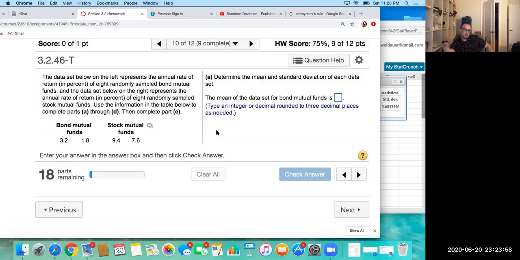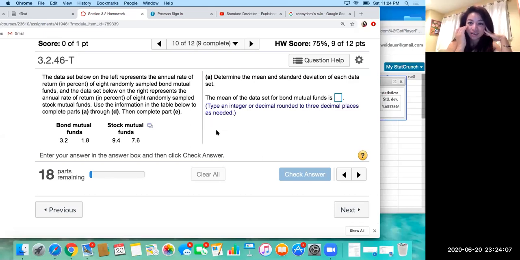Because if you're in your own gender, then you have less variability in the height, right? Yes, that makes sense. The mean and standard deviation.